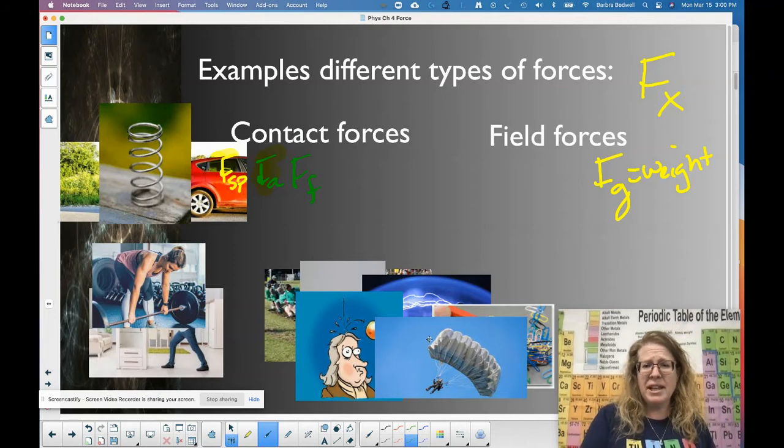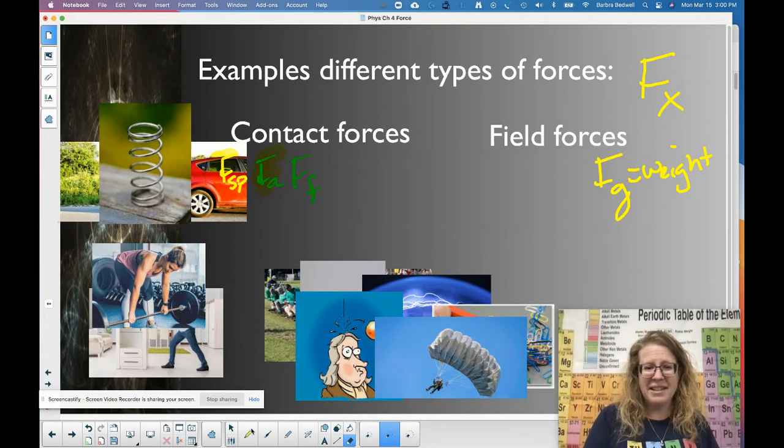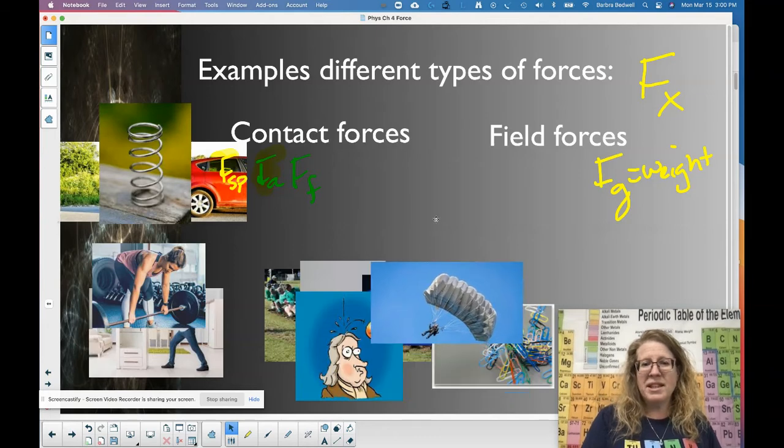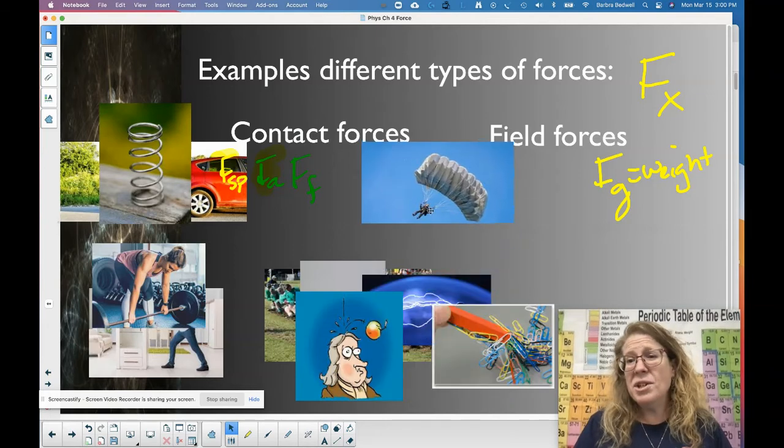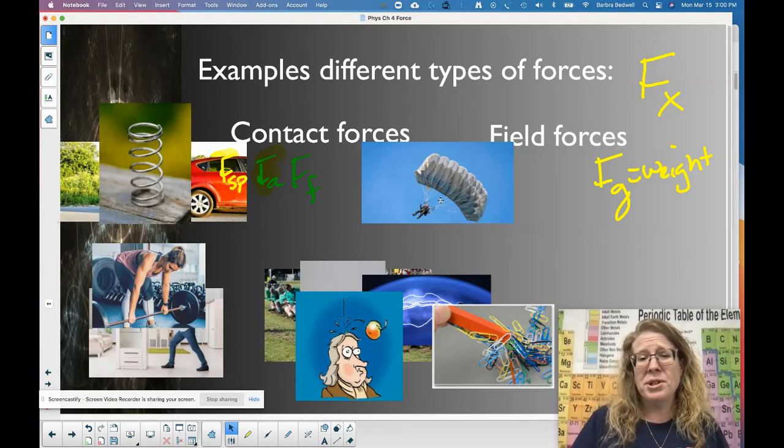How about this guy? Our friend here in the parachute. Well, he's working against the air, right? So with this one, what we've got is air resistance, believe it or not, which is actually a type of friction that's in the same range. You're literally pulling yourself through a fluid. You can talk about that sort of thing. That's a type of frictional force.